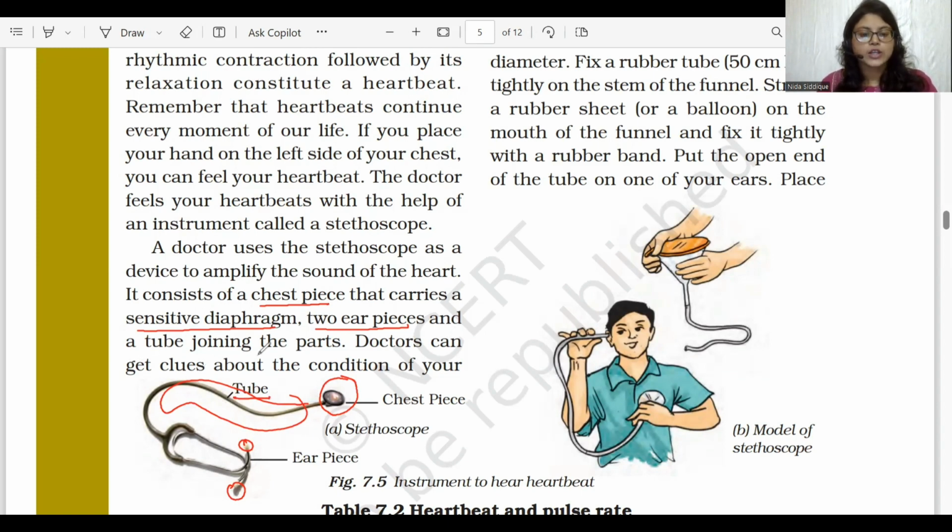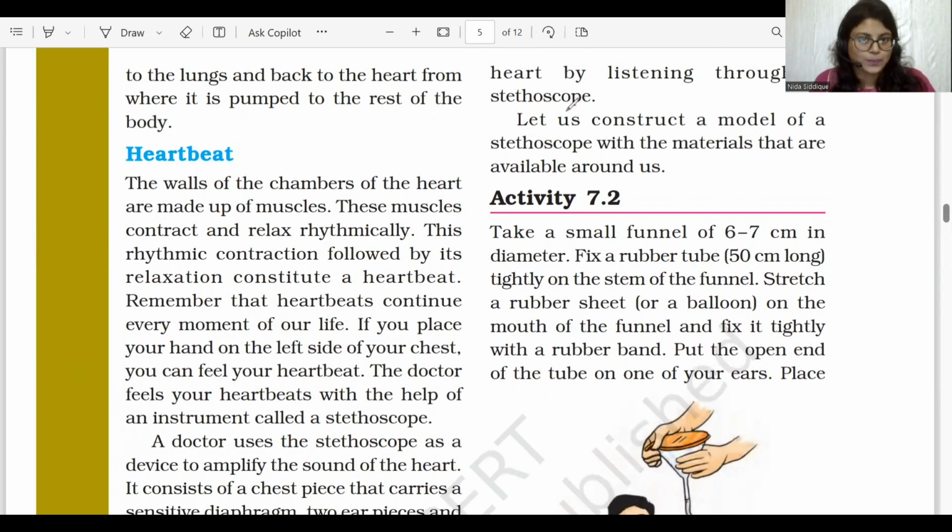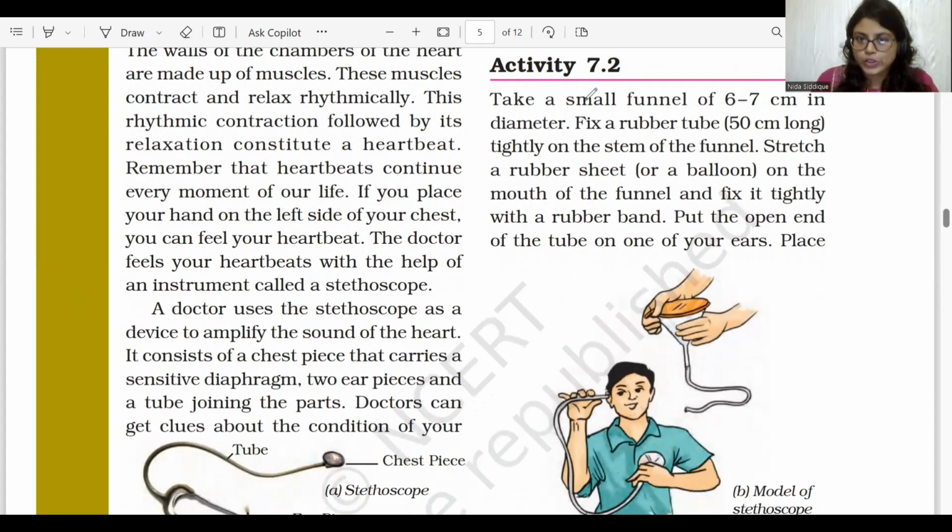So doctors can get clues about the condition of your heart by listening through the stethoscope. Now we are going to construct a model of a stethoscope with materials that are available around us. So let's perform activity 7.2, where we are going to learn how we can prepare our own stethoscope at home. In this activity, we are going to require a funnel, some rubber tubes, some rubber band, and we can even use a balloon.